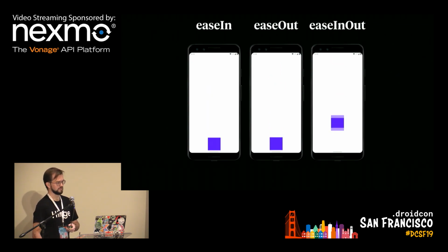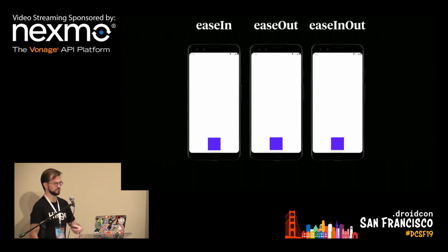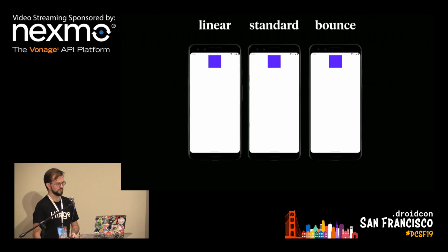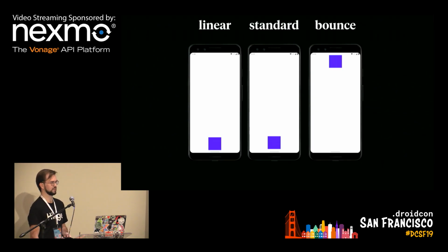So ease in is an accelerate, ease out is a decelerate, and ease in, ease out is just accelerate, decelerate. Those are pretty simple. Then you have linear, which just moves in a straight line. Standard, which is actually a really interesting and better-looking easing transition. I believe MotionLayout uses this by default. And then they have a bounce.